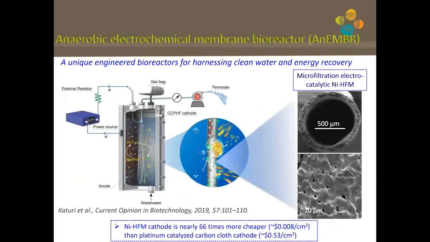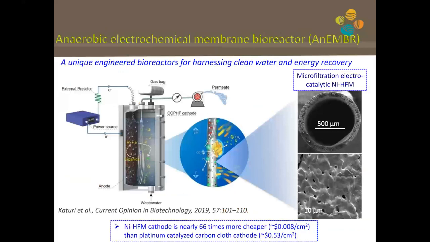So here you can see the schematic representation of anaerobic MEC, and on the right side some images of nickel hollow fiber membranes, which are used as a dual functional cathode. Also, the nickel hollow fiber cathode architecture solves some other bottlenecks associated with process scale up, such as how to improve the cathode surface area to volume ratio, and the packing density issues. These are the technical problems we face with MEC.